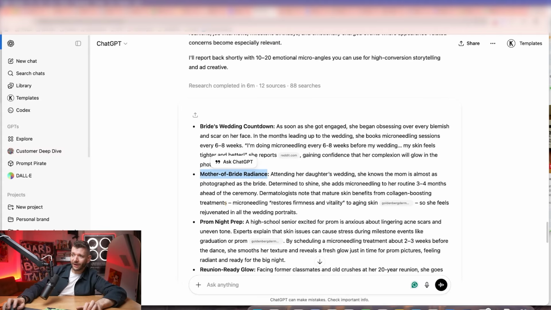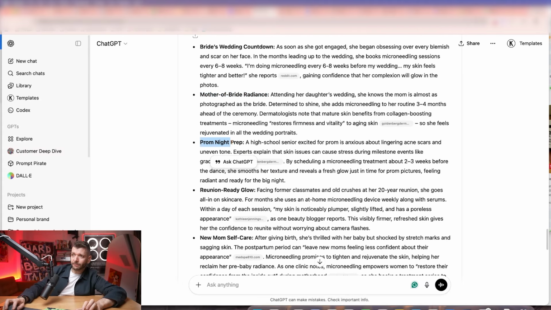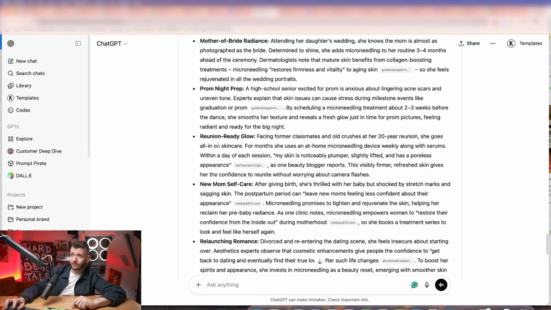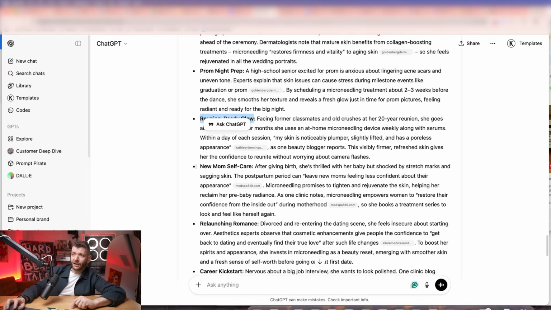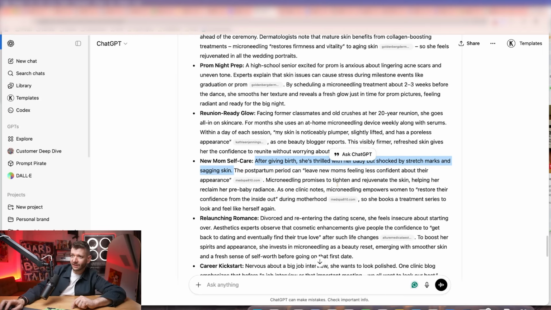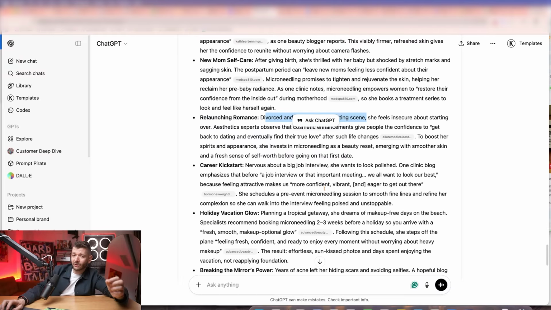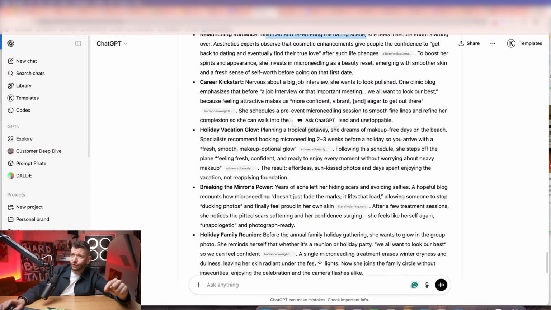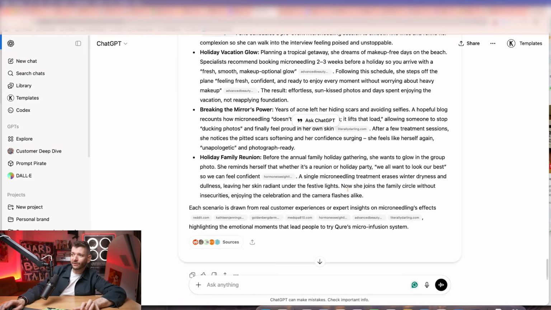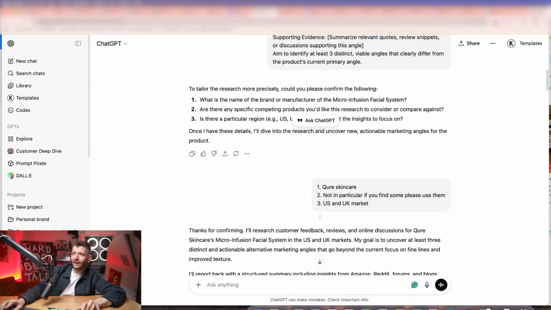Mother of bright radiance, so that's the one that I just mentioned. Prom night prep, right? So this is for a person maybe just a little bit younger. Reunion ready glow, right? New mom self-care. Like after giving birth, she's thrilled with her baby, but shocked by stretch marks and sagging skin. The postpartum period can leave new moms feeling less confident about their appearance. We're launching romance, right? Divorce and re-entering the dating scene. Another avatar, another micro angle that you could use to sell your products. Holiday family reunion. And you can go on and on and on.